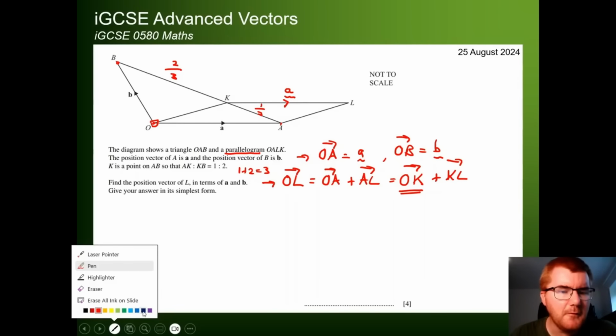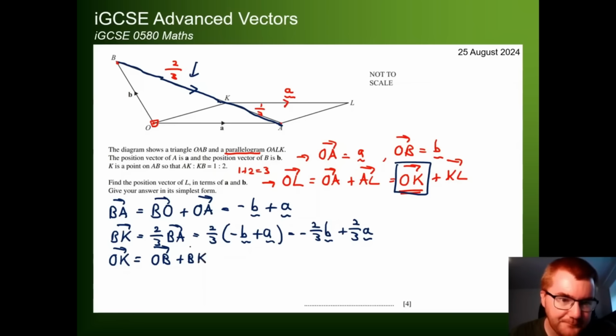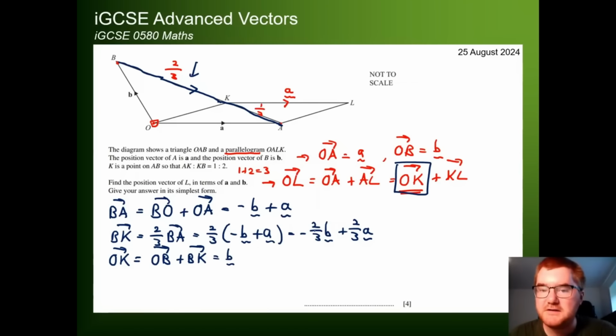So to go from O to K, okay, sorry, that joke is so bad. Then we go from O to B, and then we go B to K. Now O to B, I already know, that's just equal to B. And B to K is what we worked out earlier, which was minus 2/3 B plus 2/3 A. Now we're going to collect up some like terms. Remember, this is one lot of B. So 1 minus 2/3, that's going to be equal to 1/3 B. And then 2/3 A stays as it is. We collect up A separately and B's separately as well.